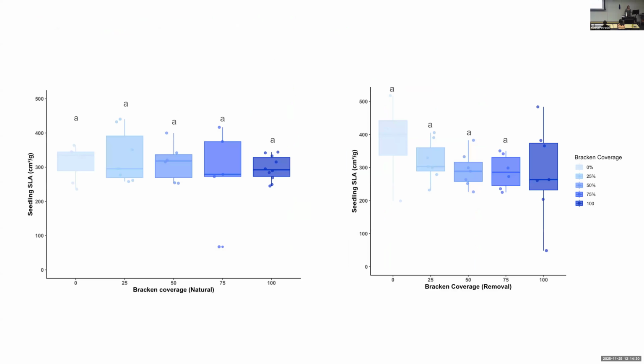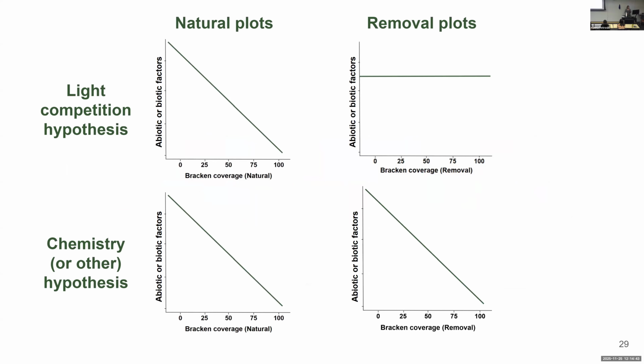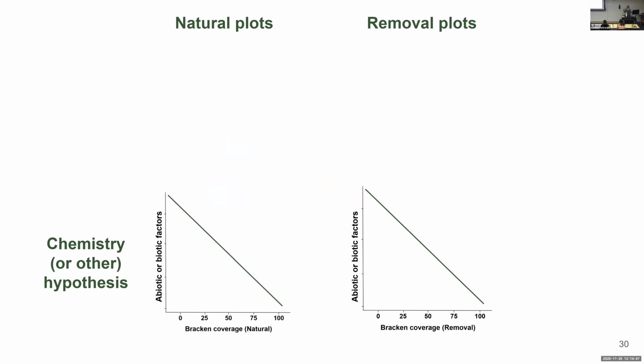And what we found was really interesting. There was no significant difference within or between plots of natural and removal Bracken fern coverage for any of these functional traits. So that led us to move on from the light competition hypothesis and move to the chemistry hypothesis. And what we are thinking currently with the chemistry hypothesis is that maybe Bracken fern is allelopathic and inhibiting growth through allelopathic chemistry.